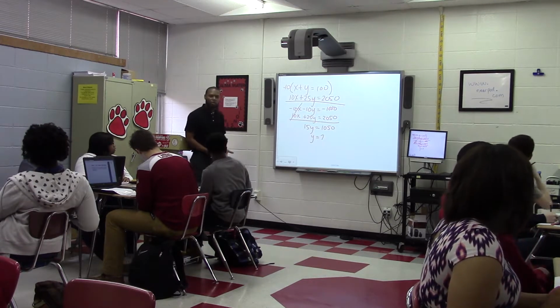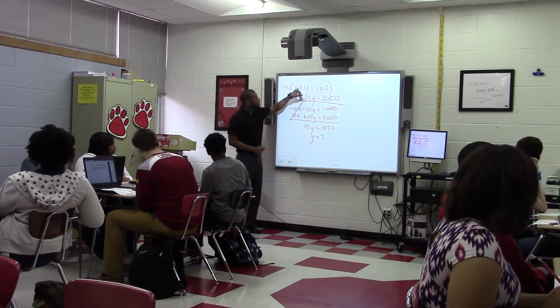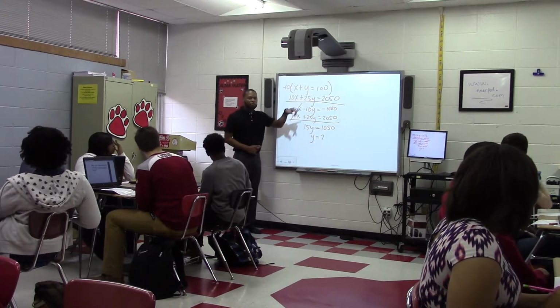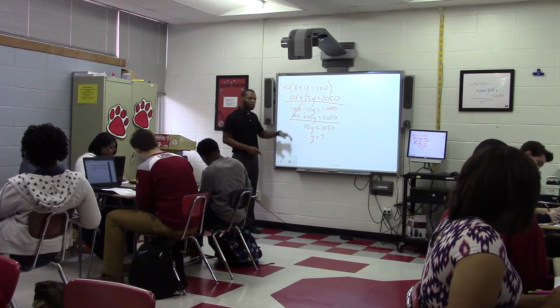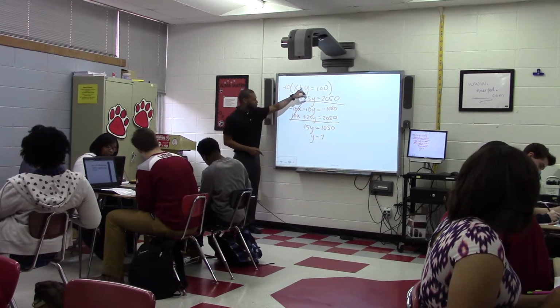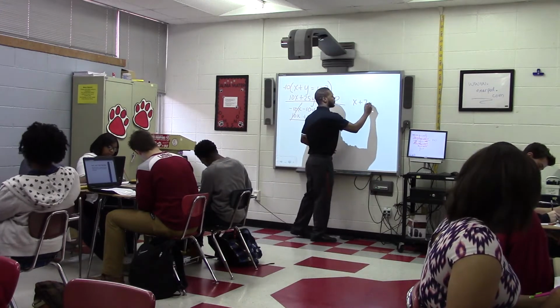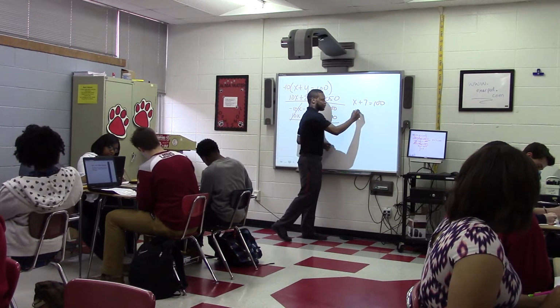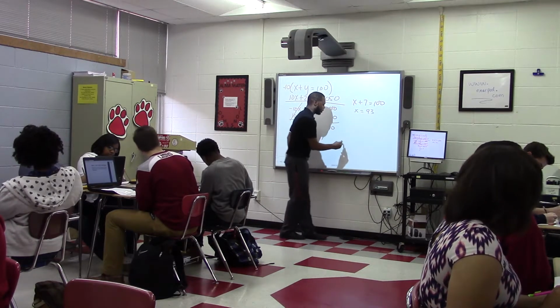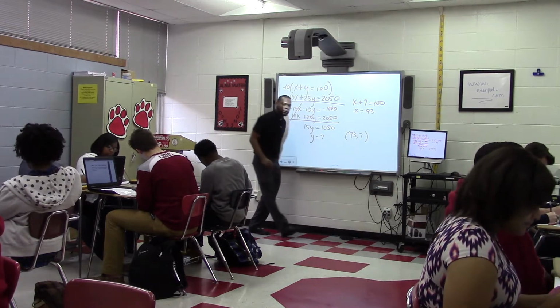First one, does it matter which one? No. I would use this x plus y equals 100. That's just me, because the x's and y's are by themselves. So x plus 7 equals 100. Subtract 7. X is 93. Okay. So my coordinate would be 93, 7.